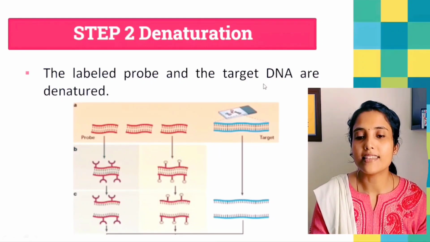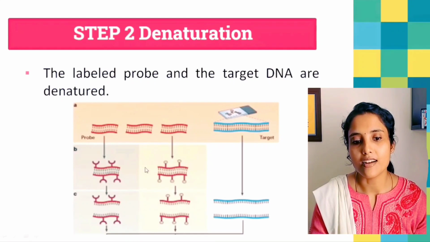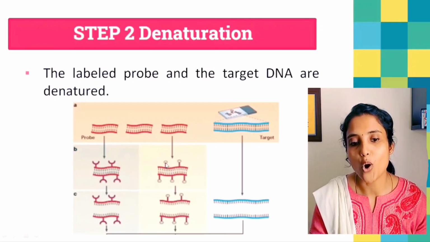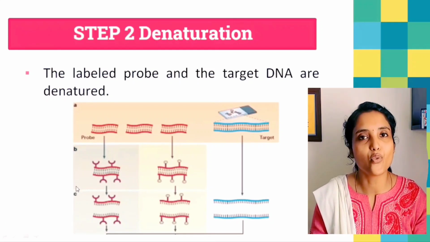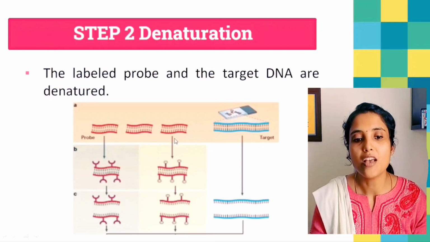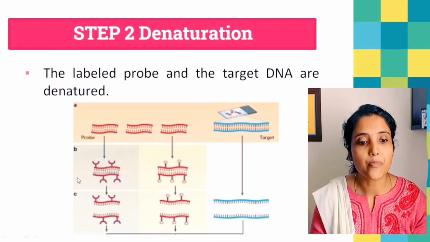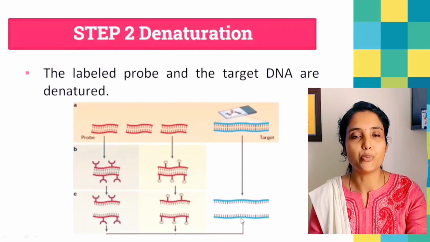The labeled probe and the target DNA are denatured. If this is your probe, it is labeled. You can see over here, if you remember, this is the example of indirect labeling. This is the example of direct labeling, because this dot over here shows the fluorophore. This one represents a hapten that has been attached, and later a fluorophore will be added to it after hybridization. So you have your probes which are ready. You have your target DNA sequence. We do not know where the gene is; we'll be finding out the location of the gene. You're going to denature both of them.